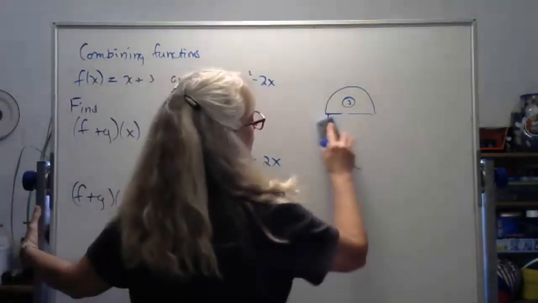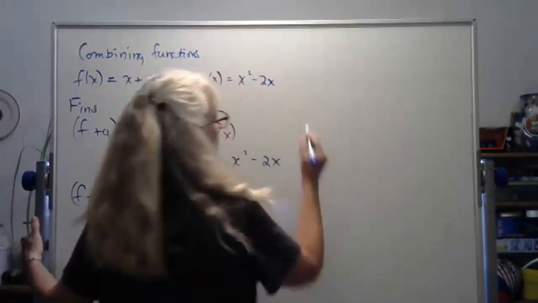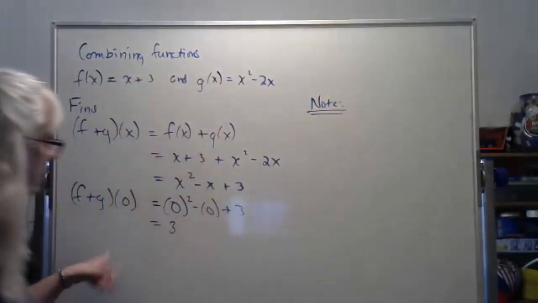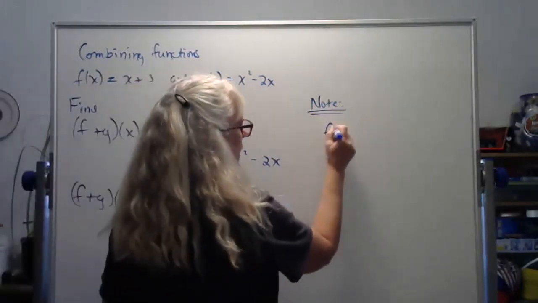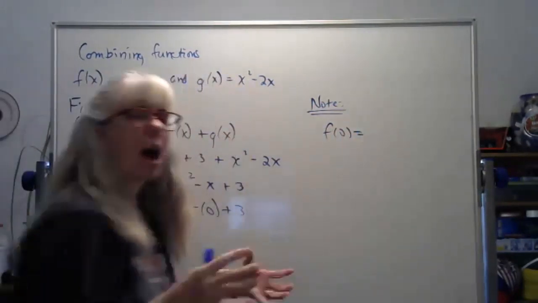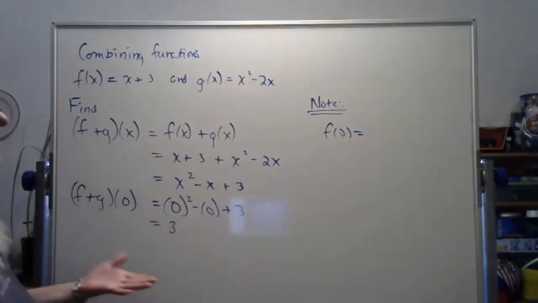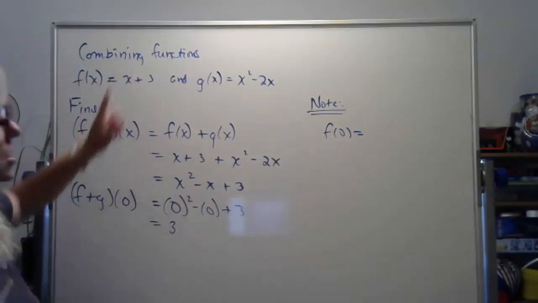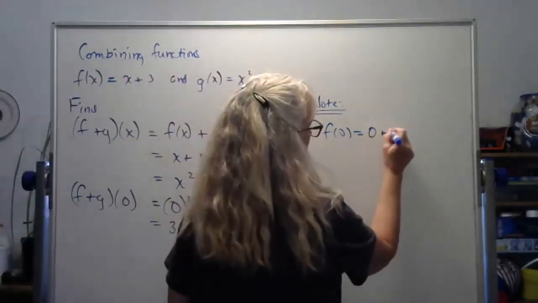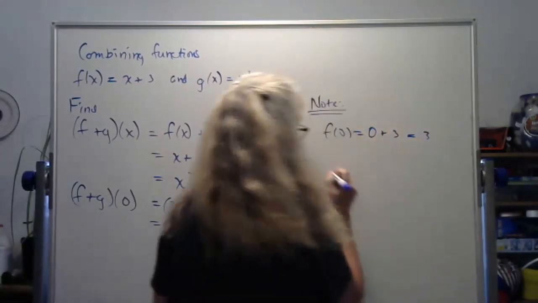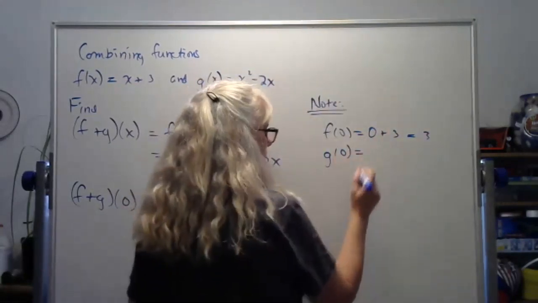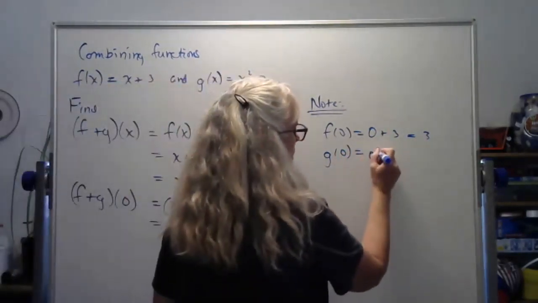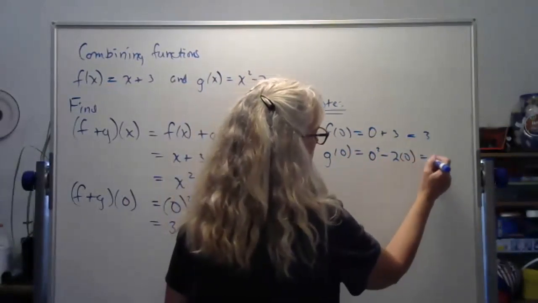Okay, I'd like to note that in this example, what if I found f of 0? What if I did not add the functions together? What if I want to be more efficient and just plug in f of 0? So I'm going to take 0, plug it into the f function. That would be 0 plus 3, which is 3. I'm going to take that same input, the 0, and plug it into the g function. That would be 0 squared minus 2 times 0. Well, that's just 0.